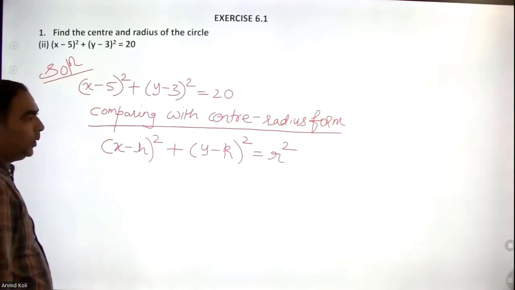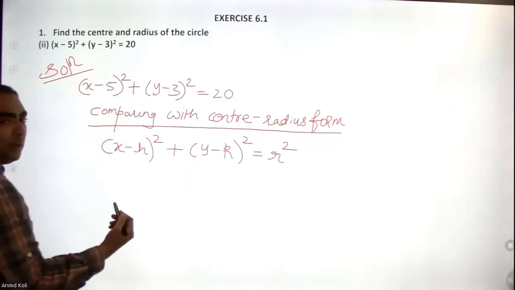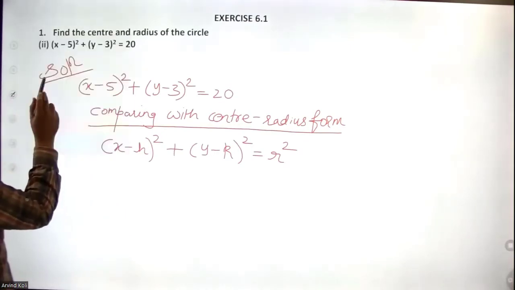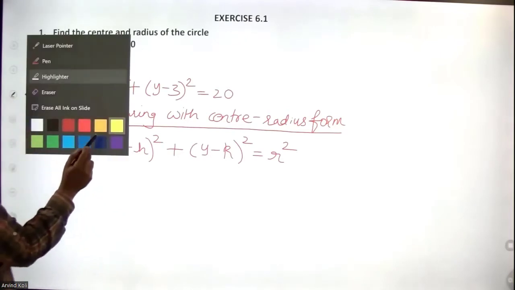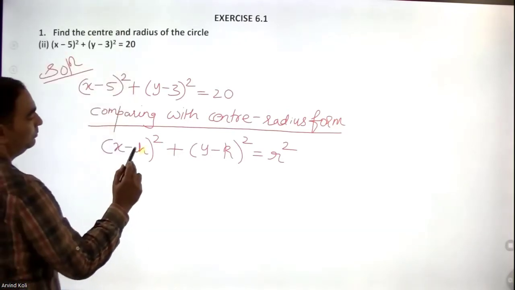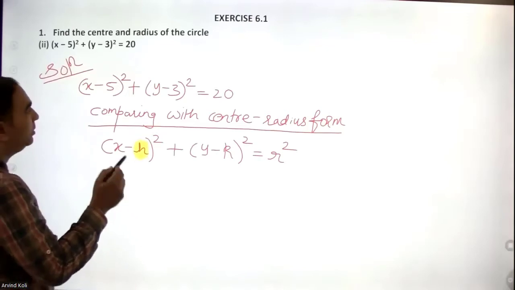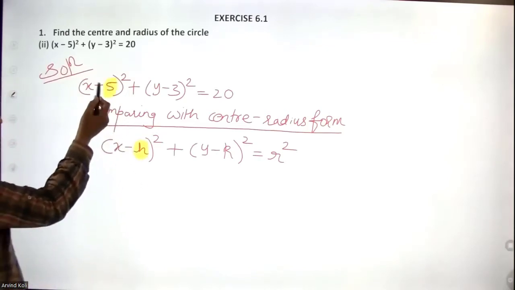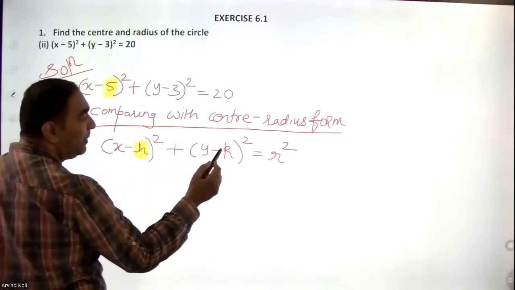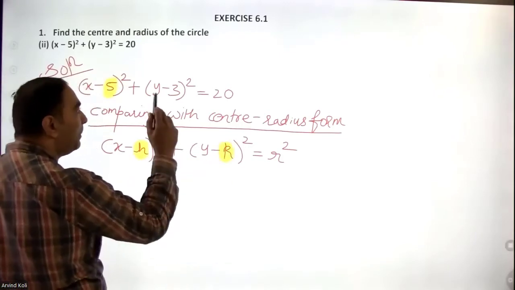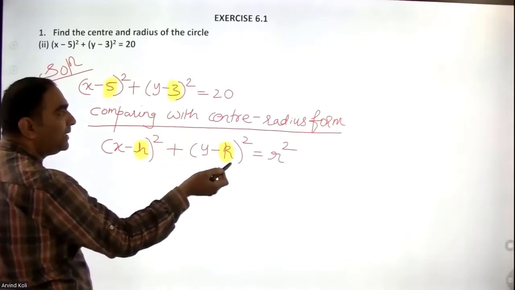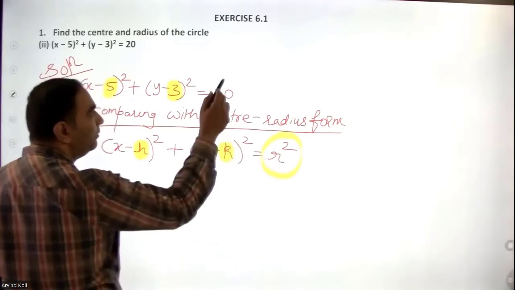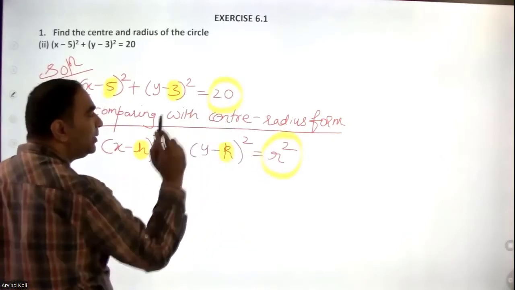All right. So, come on students, compare करेंगे तो हमें क्या दिखेगा? Quickly. x minus h, यहाँ पे x minus 5 है. So we can say h is equal to 5. Similarly, यहाँ पे y minus k, यहाँ पे है y minus 3. So we can say k is equal to 3. And lastly, r square, यहाँ पे है 20. So we can say r square is equal to 20.